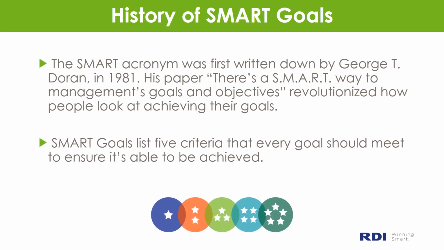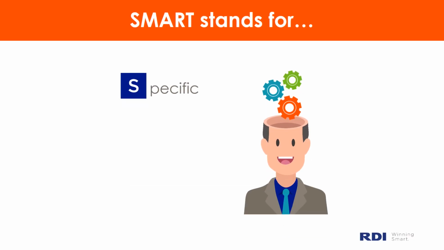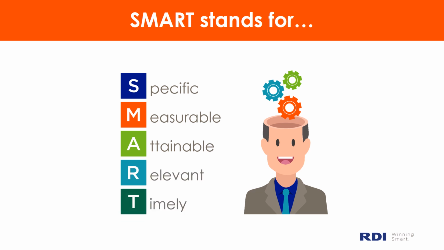History of SMART goals. The SMART acronym was first written down by George T. Doran in 1981. His paper, "There's a SMART Way to Write Management's Goals and Objectives," revolutionized how people look at achieving their goals. SMART goals list 5 criteria that every goal should meet to ensure it's able to be achieved. SMART stands for specific, measurable, attainable, relevant, and timely.